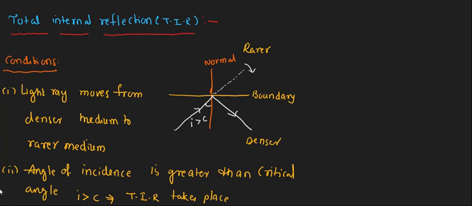Now, if you want to define total internal reflection, how do we define it? Let us go for the definition. You just have to combine the conditions and you will get the definition. It is very easy. Let us go for the definition of total internal reflection. Now it is very simple.